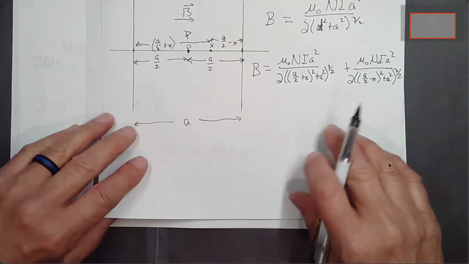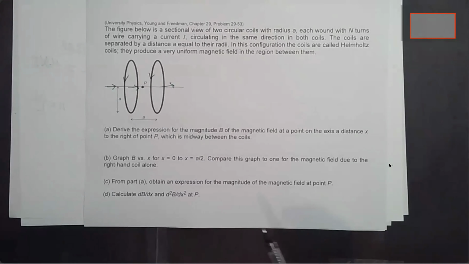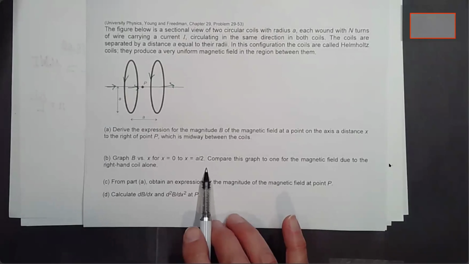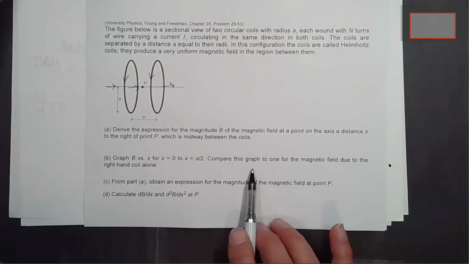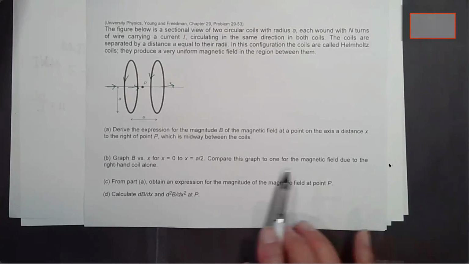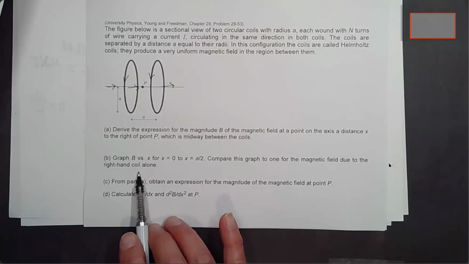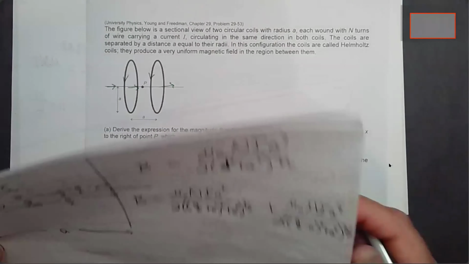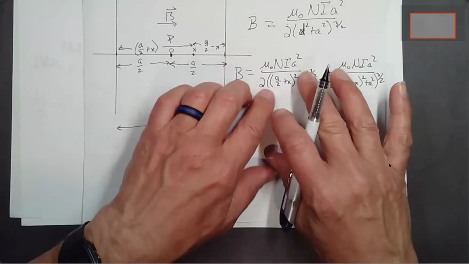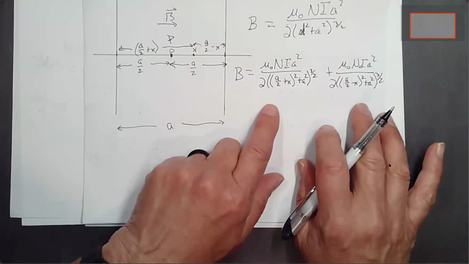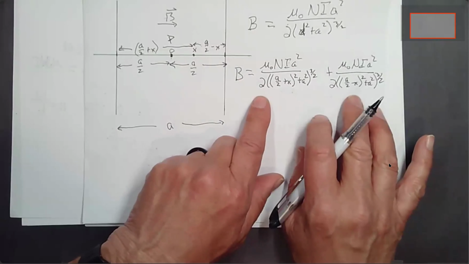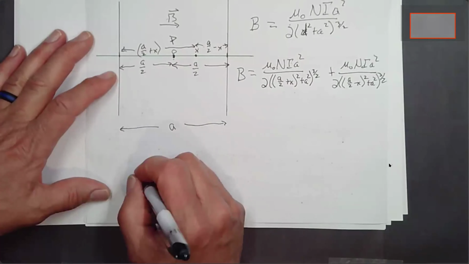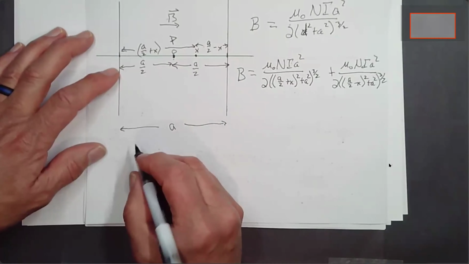But the next part of this problem is to graph B versus X for X equals 0 to X equals A over 2, and compare this graph to one for the magnetic field due to the right-hand coil alone. Well, that's not such an easy thing to do because you've got all kinds of stuff in here. However, I can simplify this expression a bit, and I'll show you how I'm going to do that to graph this expression. And I've actually already set this up in a spreadsheet.